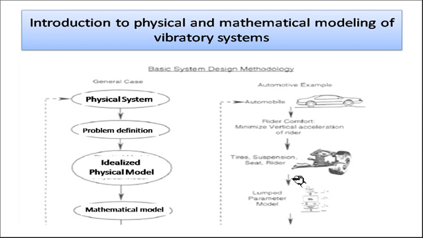Now we have to make use of these components to represent it as a mathematical model. This representation, when we prepare it with the help of a few components, is called a lumped parameter model. We can specify the stiffness and the damping of the suspension system, as well as the tires and the seat, with the help of our basic three components, that is spring, mass, and damper. So we can have the physical model of it.